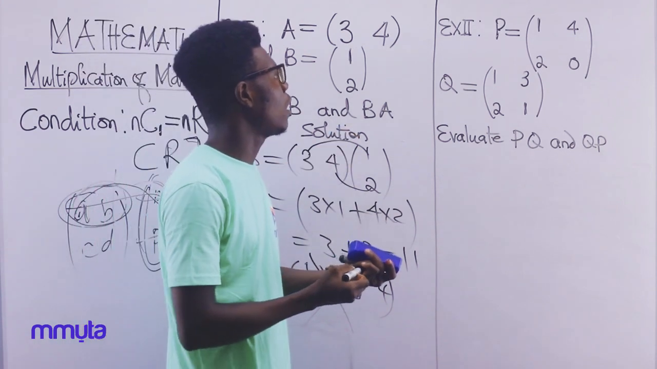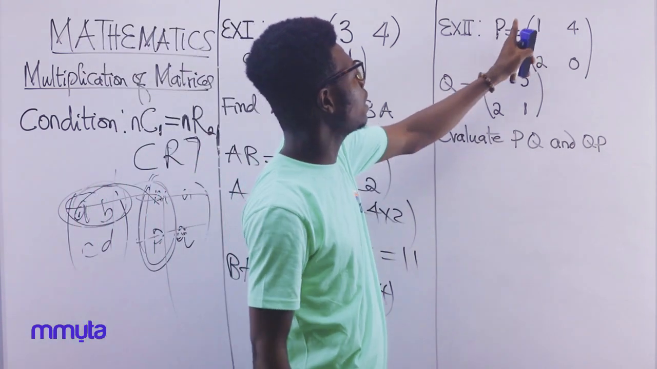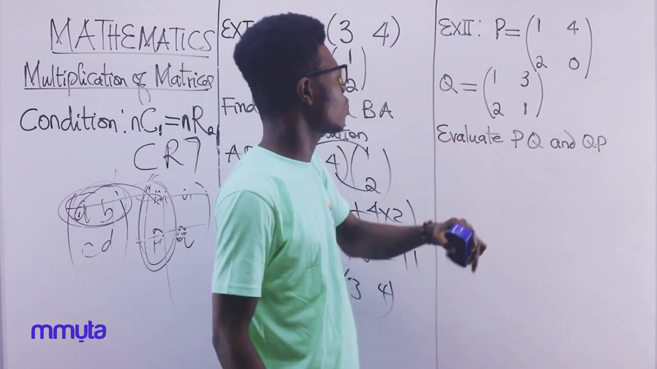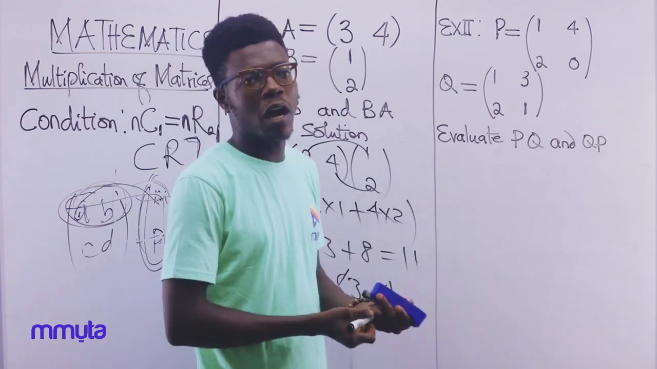Let us look at example 2. Our B is equal to this, and our Q is equal to this also. How do we evaluate our DQ?